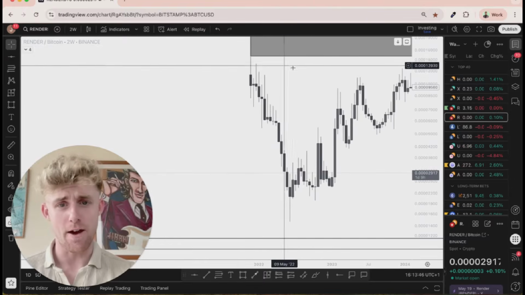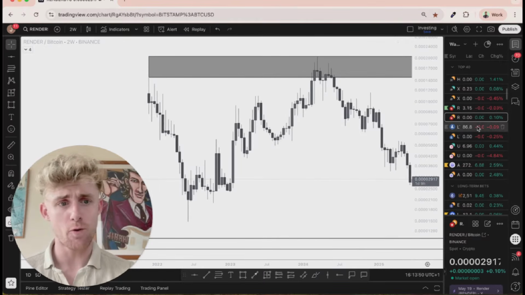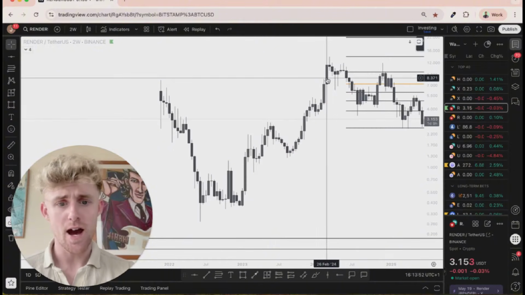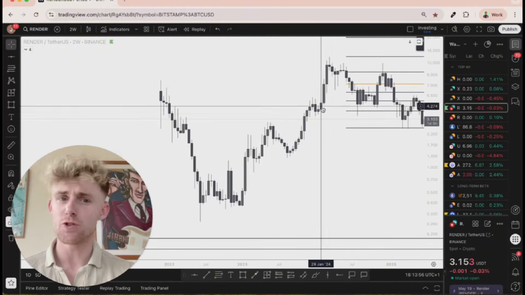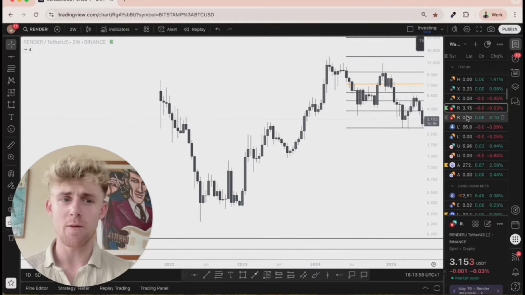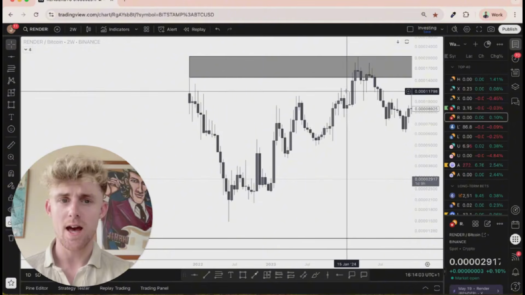This was a very obvious level, guys. This is obvious to everyone. You can simply take this level, look at that date range around March 24, and go on to the USD chart. You can see that it gives you the exact top of the market for Render. You sold the top of the market, and it was very easy. It was very obvious in the charts, and this is how you actually get your price predictions.